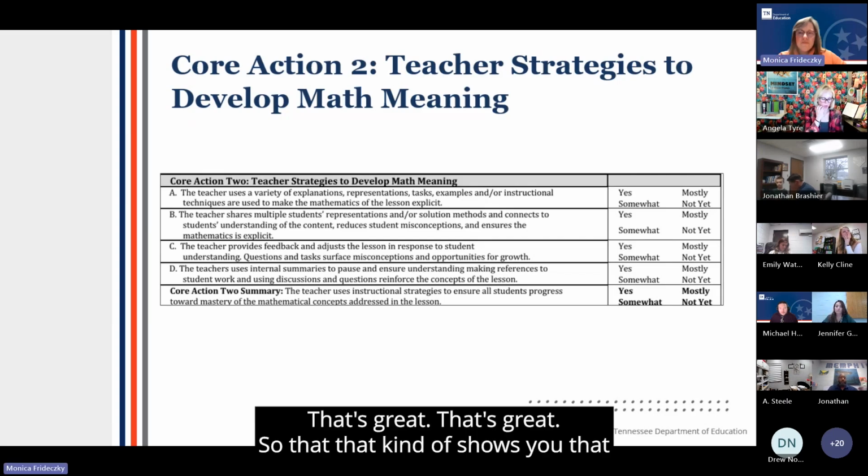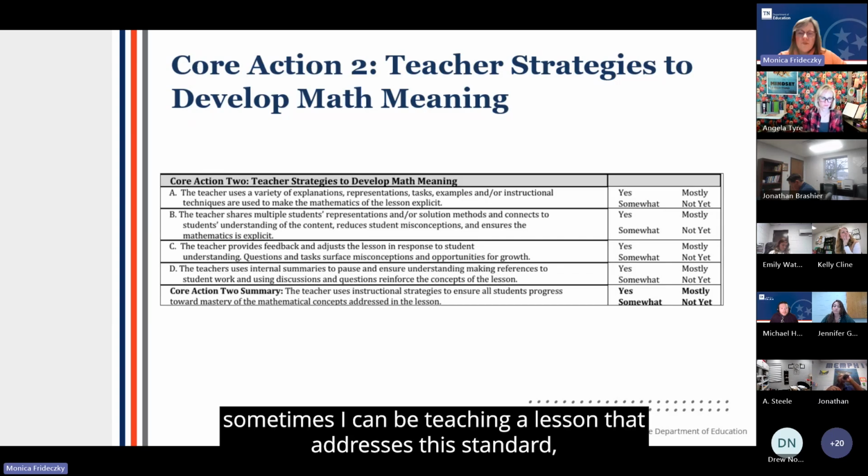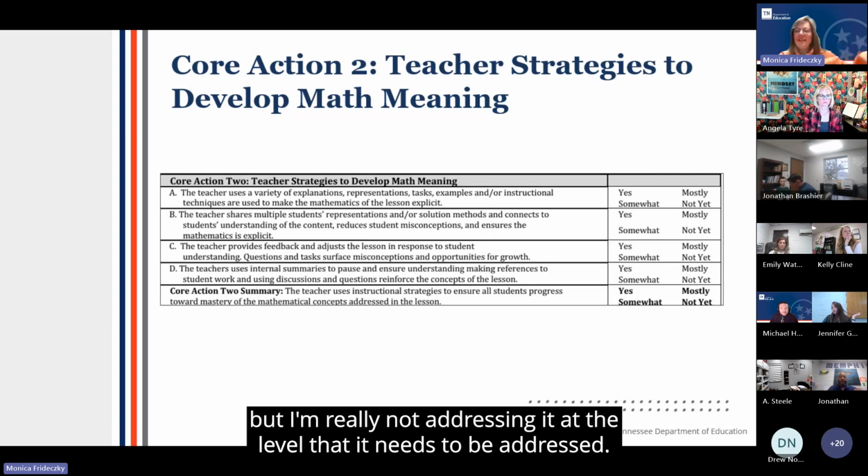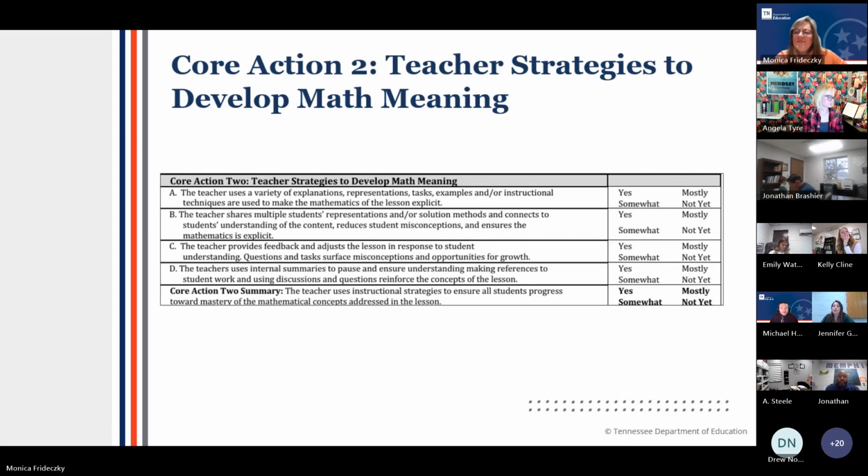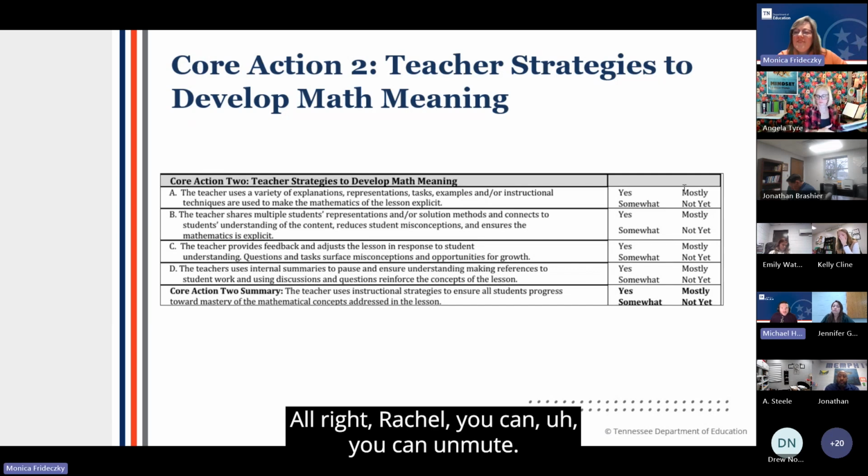That's great. That kind of shows you that sometimes I can be teaching a lesson that addresses this standard, but I'm really not addressing it at the level that it needs to be addressed. All right, Rachel, you can unmute.